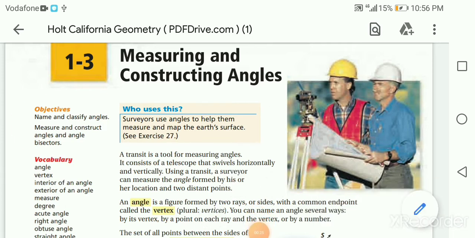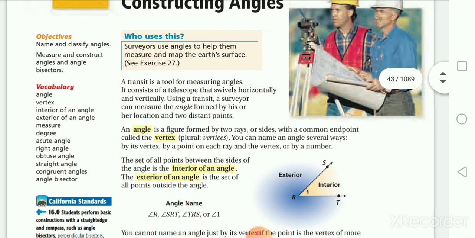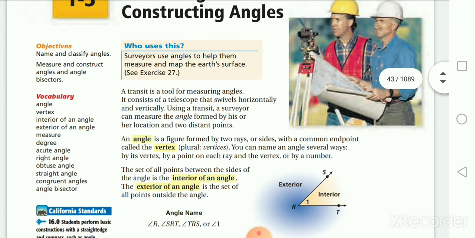Okay, my dear students. So who uses this? Surveyors use angles to help them measure and map the Earth's surface. A transit is a tool for measuring angles. It consists of a telescope that swivels horizontally and vertically. Using a transit, a surveyor can measure the angle formed by his or her location and two distant points.